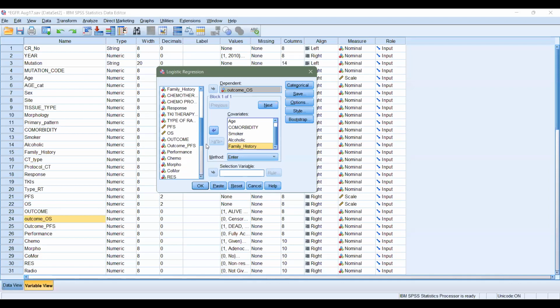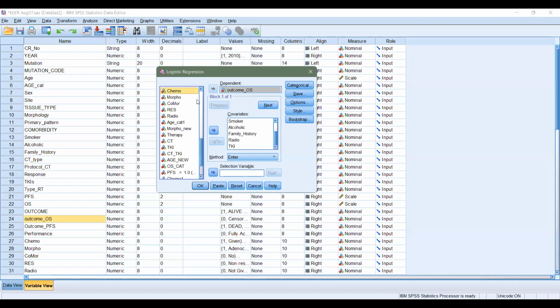So our outcome is death, whether the person is alive, whether he has got chemotherapy, whether he has got radiation therapy, and whether the person has got targeted therapy. I think this chemo and radiation, as I remember, are not a particular category, but this CT is chemotherapy and targeted therapy. So what are the factors which are affecting this?